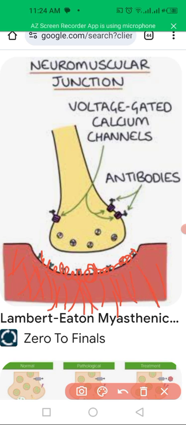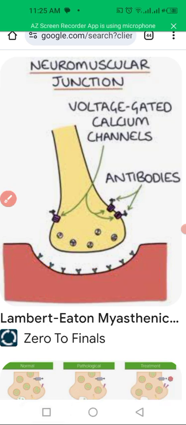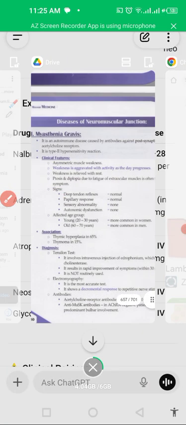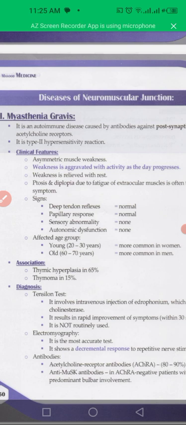This is the very basic and simple concept, but there is an autoimmune disease in which binding to the postsynaptic membrane does not happen, and that disease is Myasthenia gravis. So we will be looking at Myasthenia gravis, how it presents and what findings it will have.